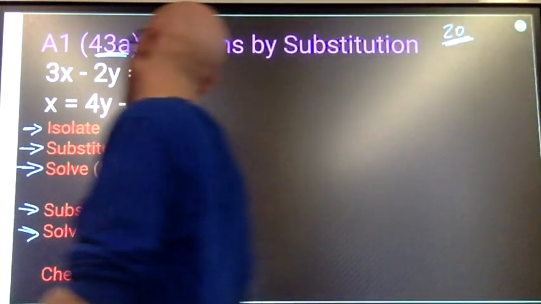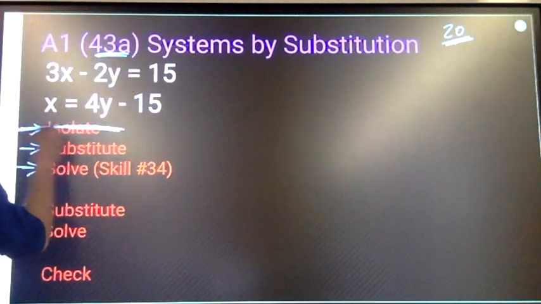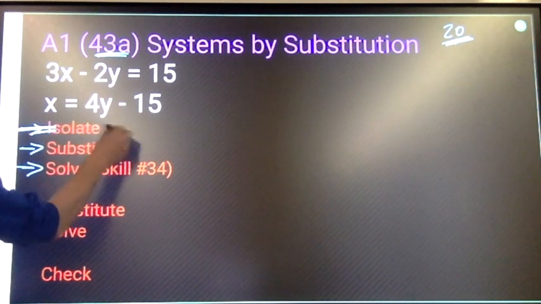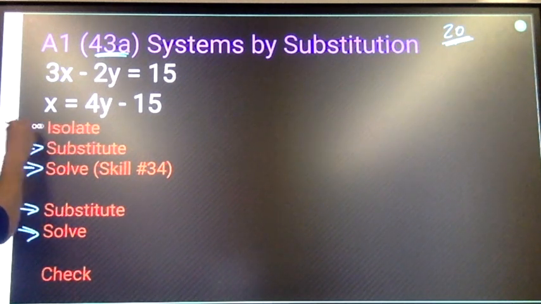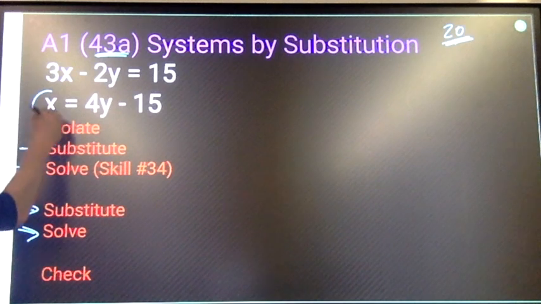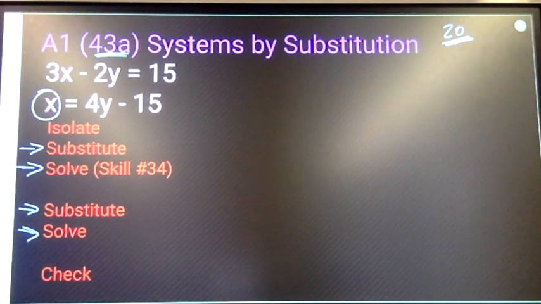Splitting this lesson into two parts. First part, we're not going to worry about isolation. I'm already going to isolate a variable for you. Your job is just going to be to identify which variable is isolated. Isolate means get by itself. Here's the variable that's already isolated, x. In the second equation, x equals this. So, identify your isolated variable.